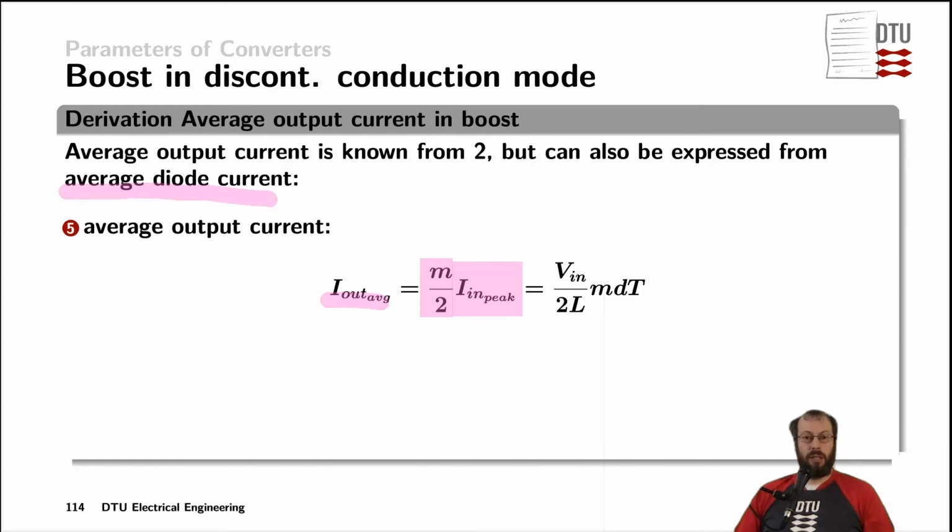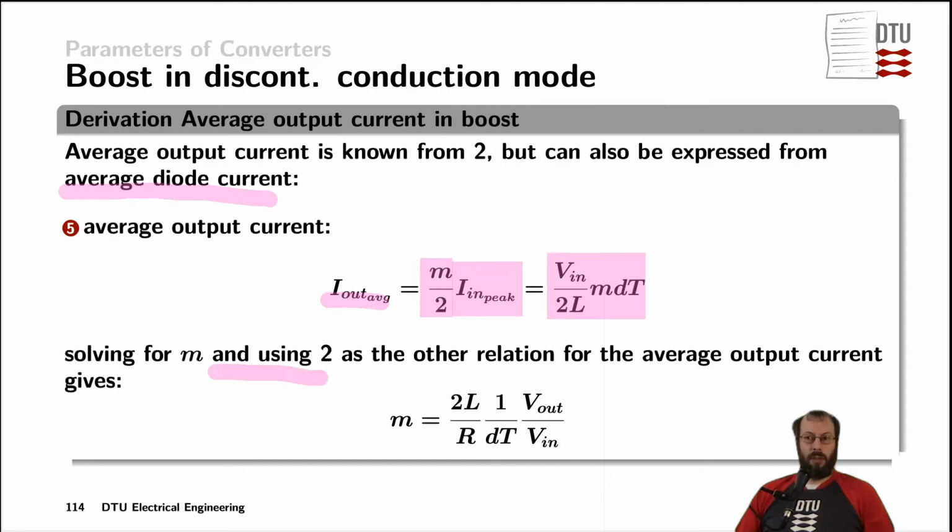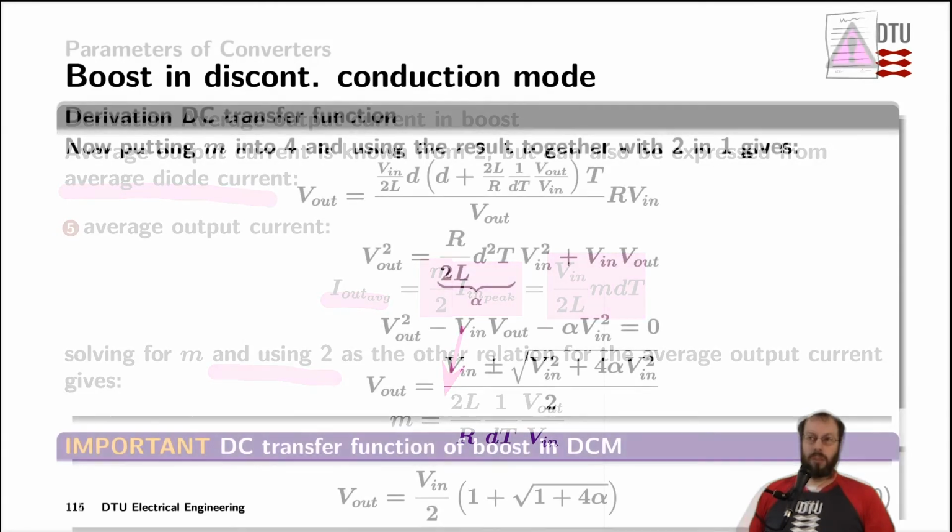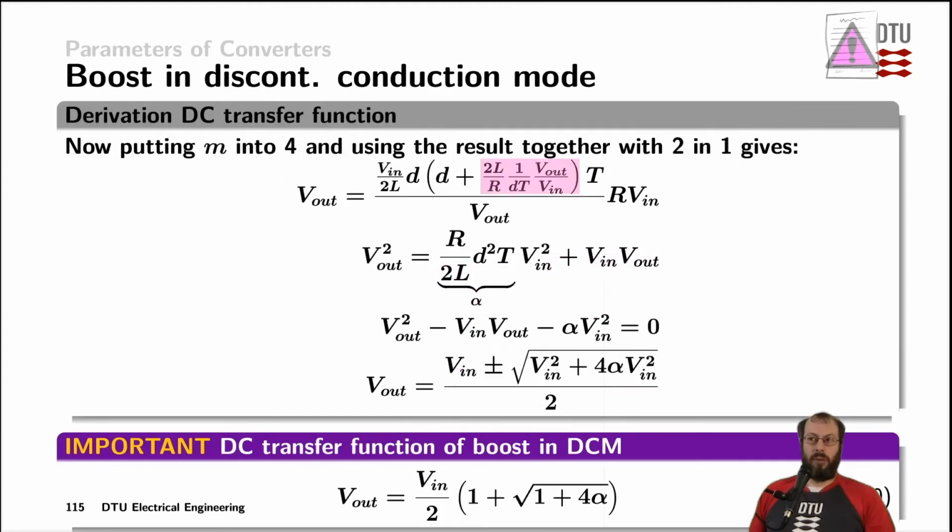Inserting the equation we derived for the peak inductor current from the last slide gives us an expression of the average output current as a function of only known variables, and M, which together with Ohm's law across the load resistance we can finally solve for M. We can put that equation for M into equation number 4, which was the expression for the average input current of a boost converter.